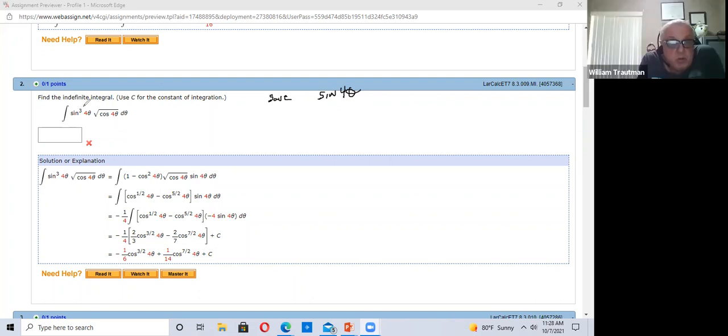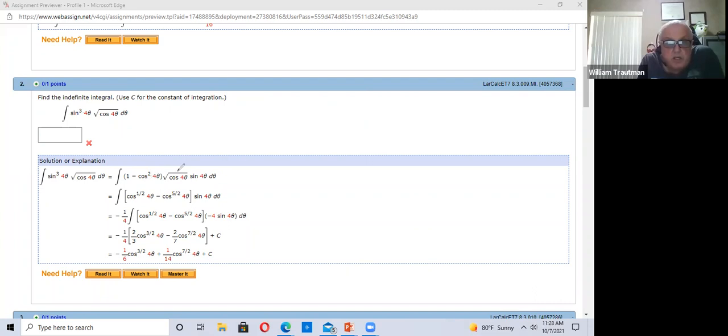All right, so that's what we're going to do. We're taking one of these sines and bringing it here, and we're going to end up with a sine squared. Sine squared 4 theta equals 1 minus cosine squared 4 theta, because sine squared x plus cosine squared x equals 1. So if you want to find out what sine squared is, just take this to the other side by subtracting.